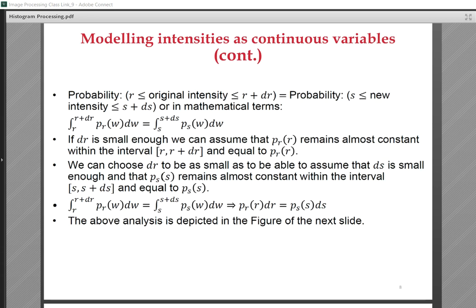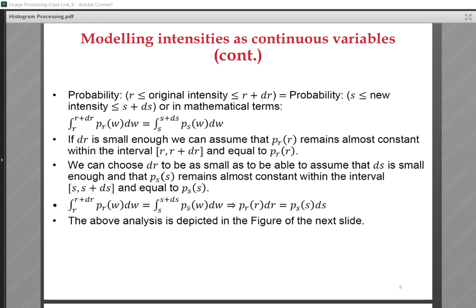PRW dW from R to R plus dR is equal to PSW dW from S to S plus dS. In the next slide we had this: if dR is small enough, we can assume that PRR remains almost constant within this interval, and for example maybe equal to PRR. Okay, not PRW, constant PRR.